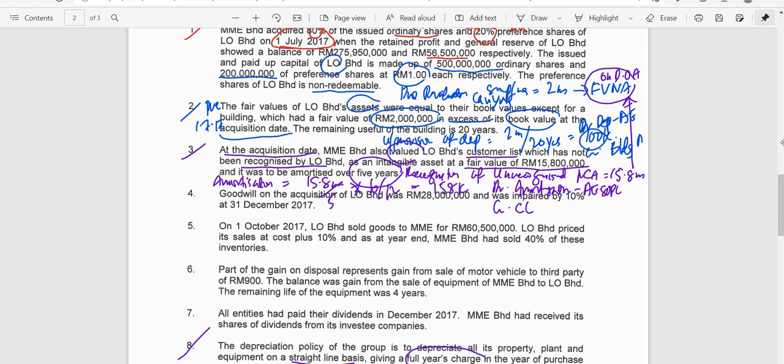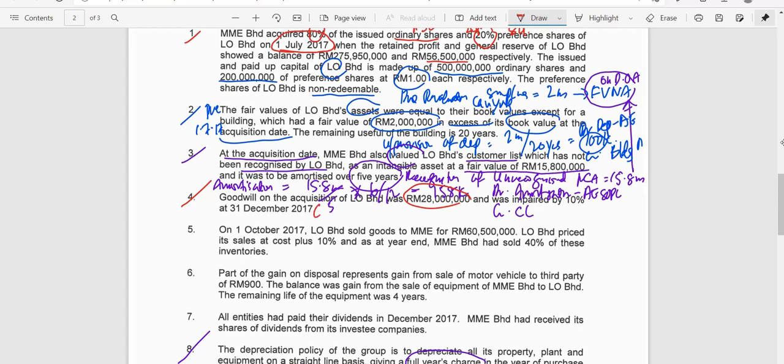Number 4 is relating to goodwill. You are informed the goodwill, you don't have to calculate. It was 28 million. It was impaired by 10% on 31st of December. This is the impairment on the current financial year, and so you will have to debit impairment loss. You have already recorded the goodwill. For example, here we are doing the impairment loss of goodwill, and that will be 10%, which is 2.8 million. 28 million times 10%, and credit the goodwill 2.8. And remember, this will be included in the SOPL, right?